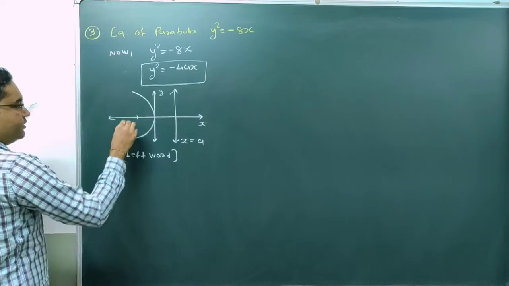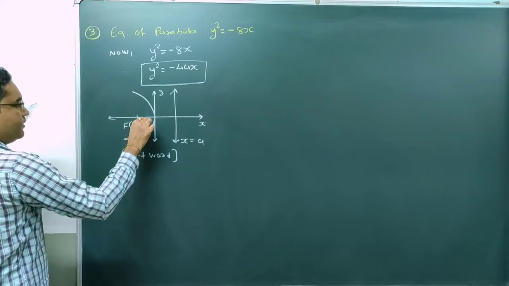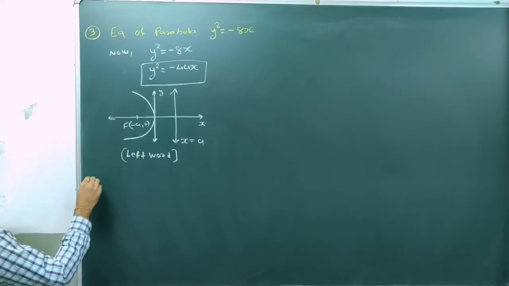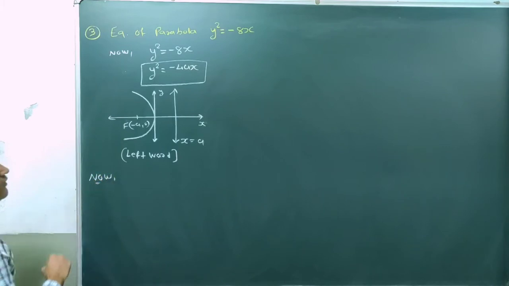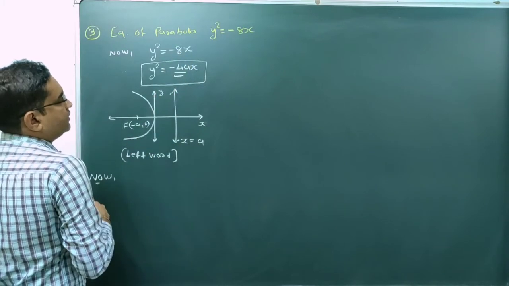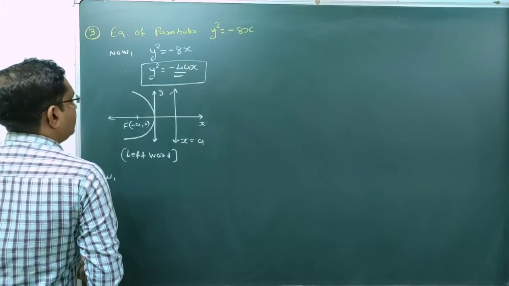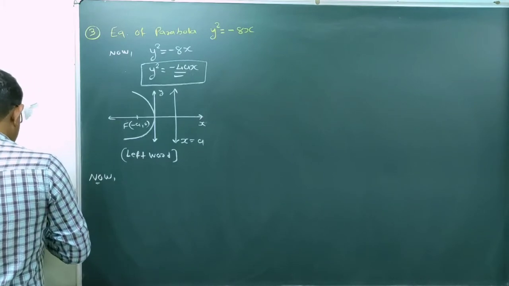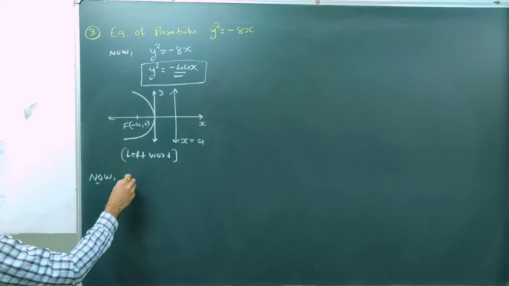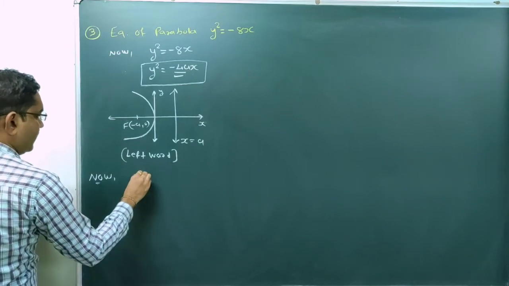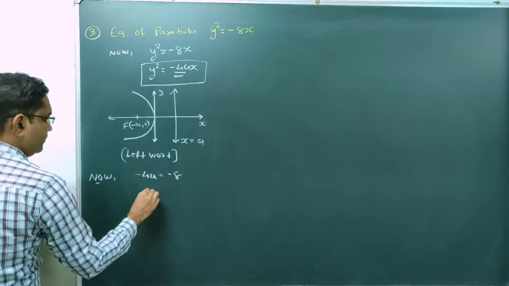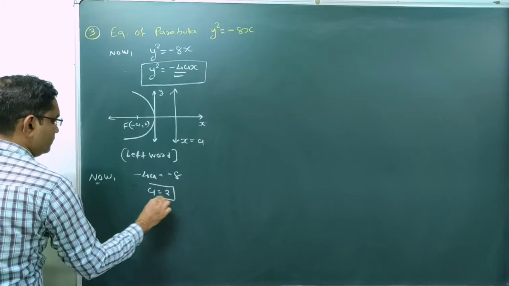Focus will lie on x-axis whose coordinates are minus a, 0. Done? So now, comparing the coefficients, we are getting the value of a. Coefficient of x is minus 4a, and that is equal to minus 8. So what is the value of a? a will be 2. So y square equal to minus 4ax, minus 4a equal to minus 8, so a will be 2.